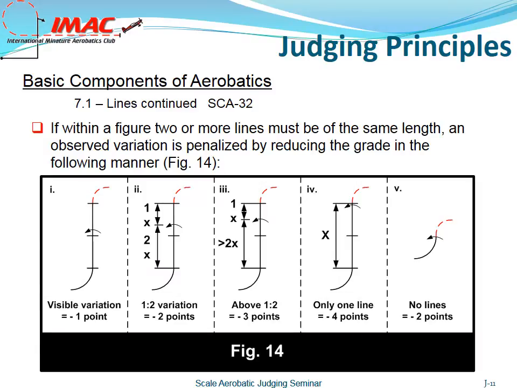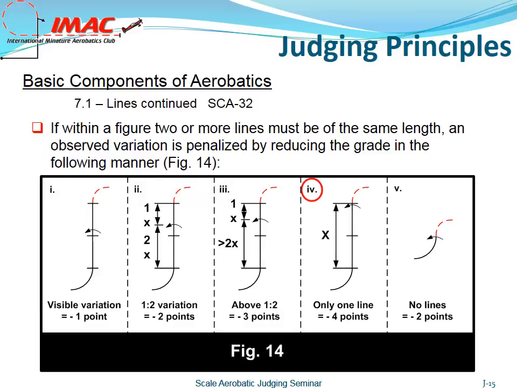If within a figure, 2 or more lines must be the same length, an observed variation is penalized by reducing the grade in the following manner. This is figure 14. Take a look at number 1. Any visible variation will be deducted 1 point. Figure 2. A 2-to-1 variation will have a 2-point deduction. Greater than 2-to-1 will have a 3-point deduction.